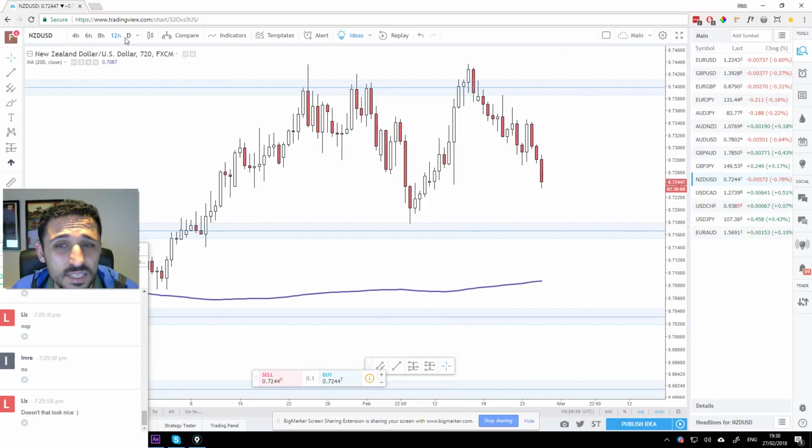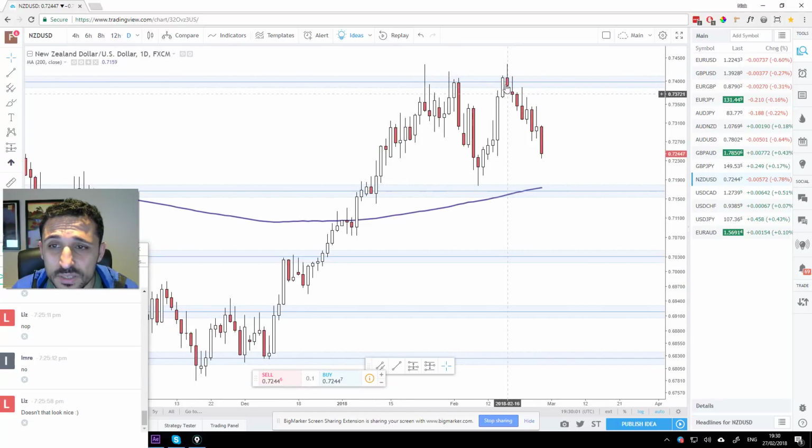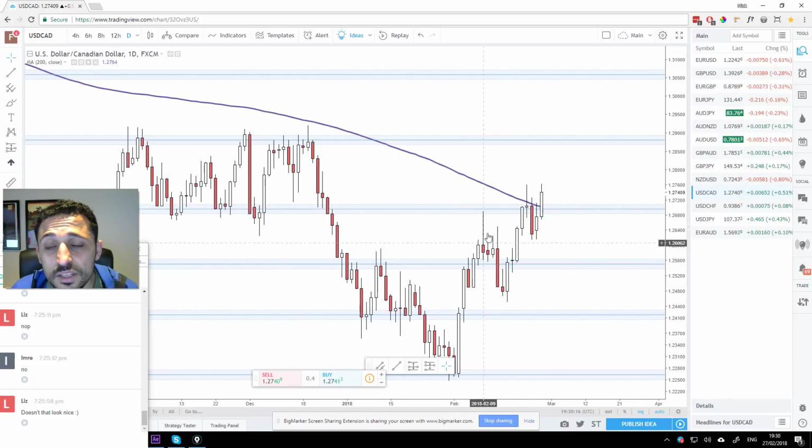Right, New Zealand USD short, just continuing. Short trade from up here that a few of you took. It's just going down and down and down, so good work on that. Nothing much else to say about this unless there's any questions about it.